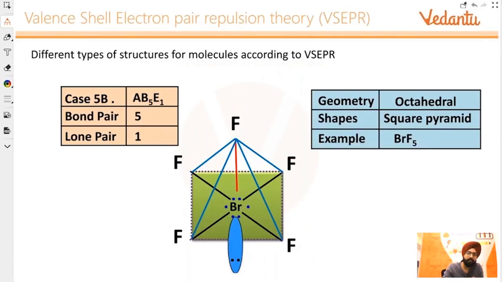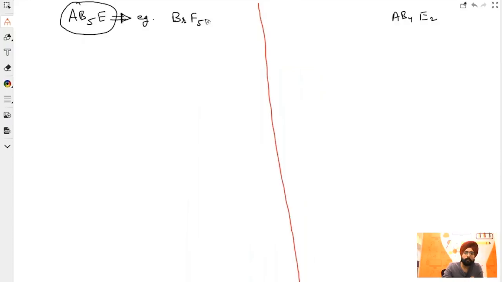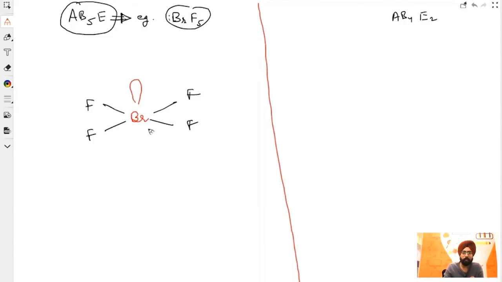It is BrF5. This has 1 lone pair and 5 bond pairs. What will happen over here is you have a bromine, put 1 lone pair on top of it, and the rest are going to be bond pairs: fluorine, fluorine, fluorine, fluorine, and 1 on the bottom, fluorine. So people, what is the geometry over here? It comes from the standard case. Let's do this quickly and wrap up the class.